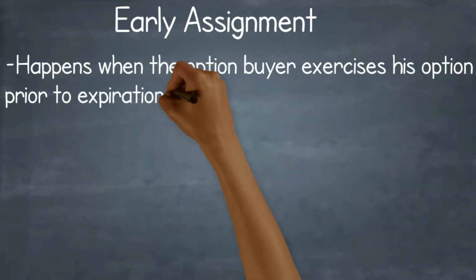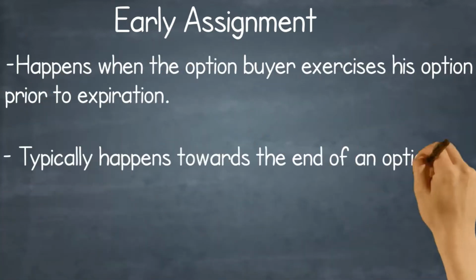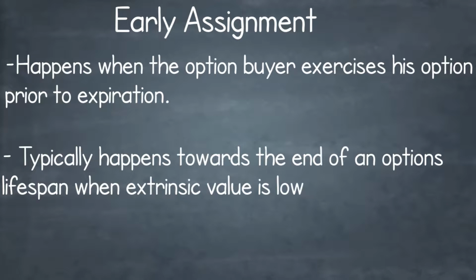Now let's move on to early assignment. Early assignment can happen to an option writer, and believe me, these are not fun. An early assignment can happen if the option buyer wants to exercise the option before expiration. This can happen when the underlying moves in the favorable direction for the options buyer. Typically, this will happen towards the end of the lifespan of the option when extrinsic value is low. As the option gets closer to expiration, the extrinsic value lowers.